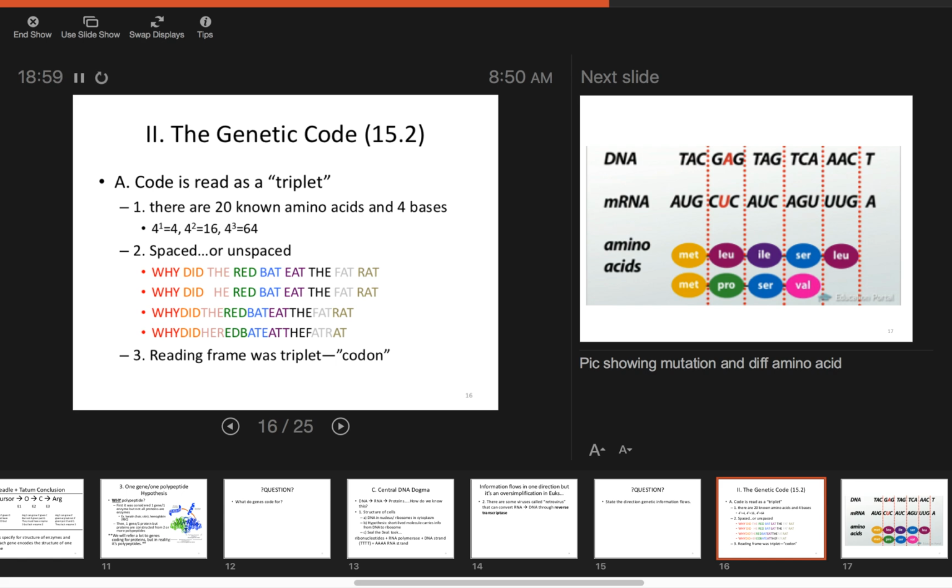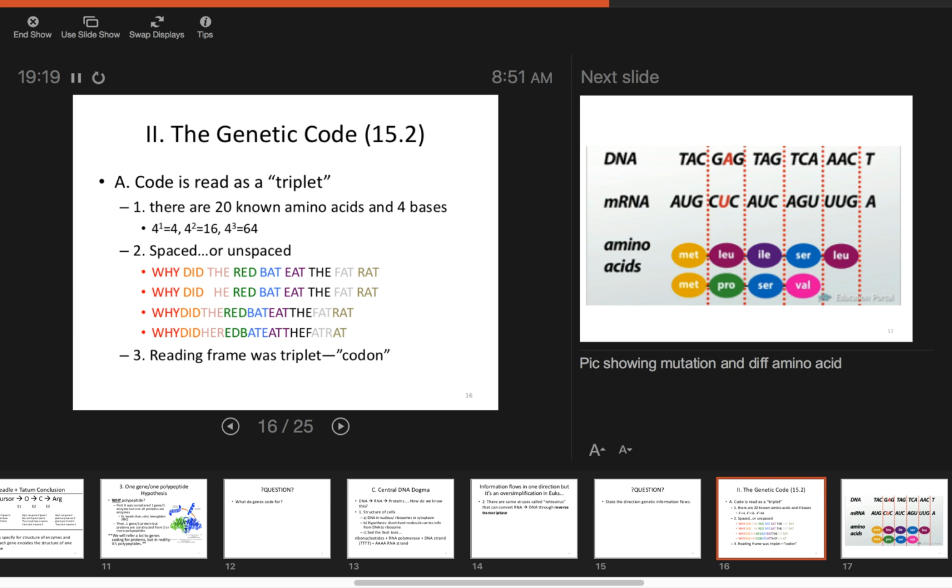So the genetic code is actually redundant, which means that there could be multiple codes or triplets that code for the same amino acid. So if you ever come across the word redundant, that means for leucine, maybe there's 3 different codons that code for leucine.